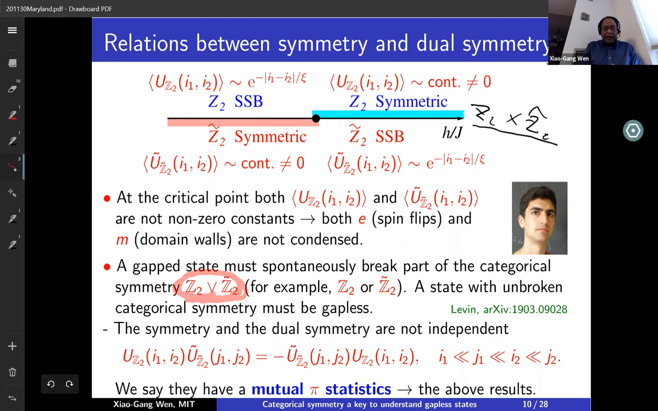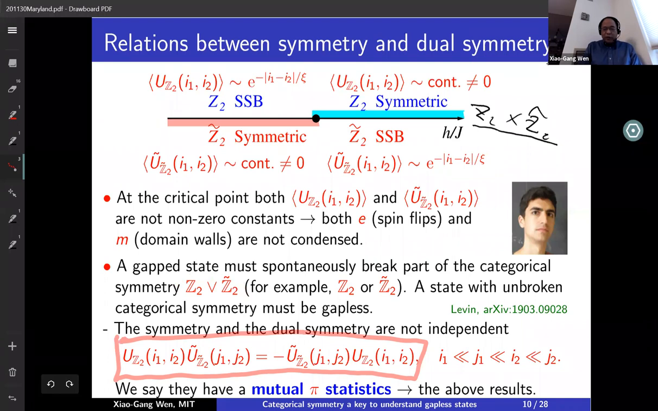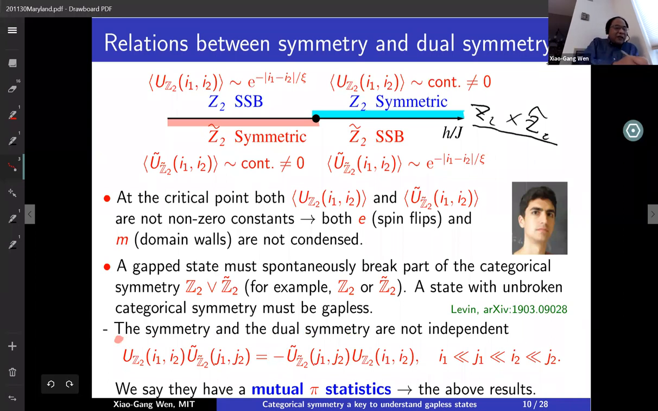But what is their relation? Their relation can be understood using this symmetry transformation. We can see that these two operators do not really commute. When you try to commute these operators, there may be a minus sign. However, the minus sign only appears in one situation. For the Z2, suppose we have the patch operator like this, and for the Z2 dual, the patch operator acts on the other segment. If these two segments overlap in this particular fashion, then there is a minus sign. If these two segments do not overlap, certainly they commute.